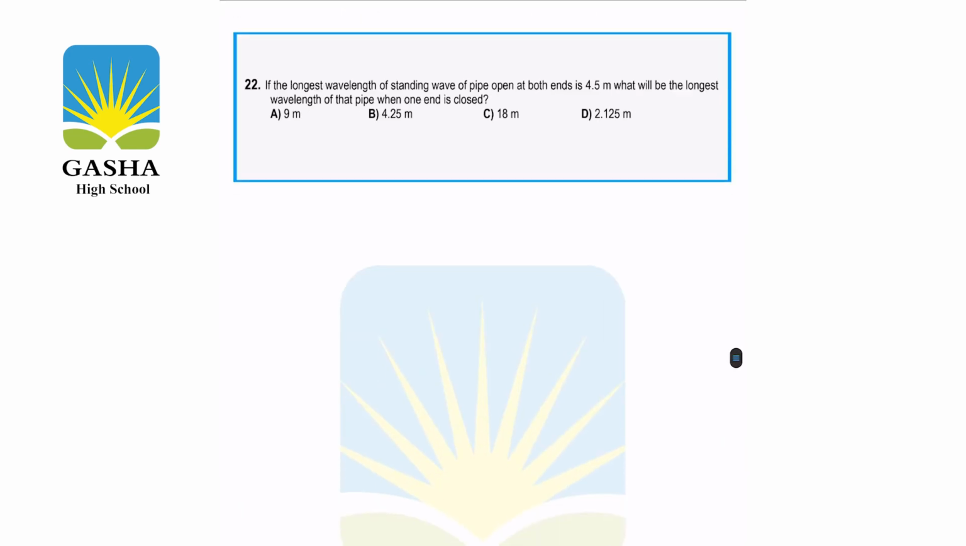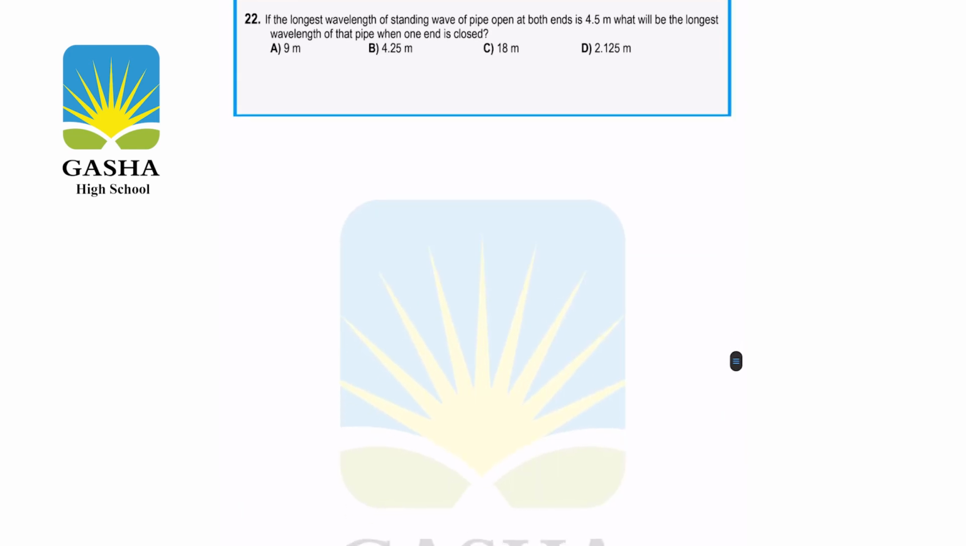Okay. Question 22. In question 22, we have a question which says, if the longest wavelength of a standing wave in a pipe open at both ends, so we have a pipe that's open at both ends, is 4.5 meters, okay, that's the longest wavelength, what will be the longest wavelength of a pipe that's closed at one end?